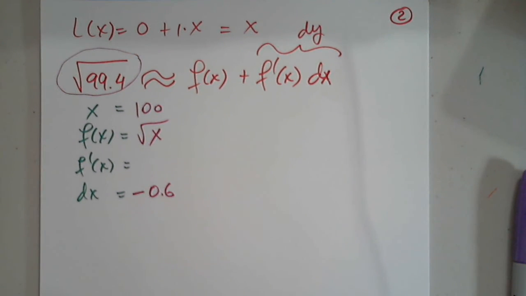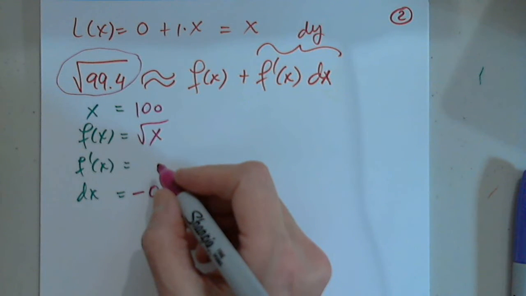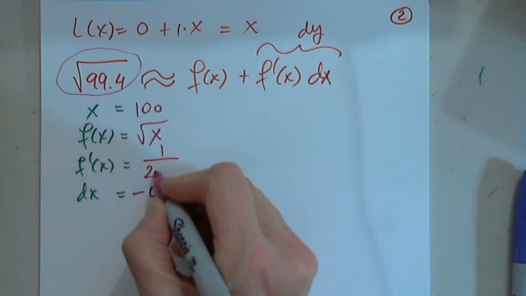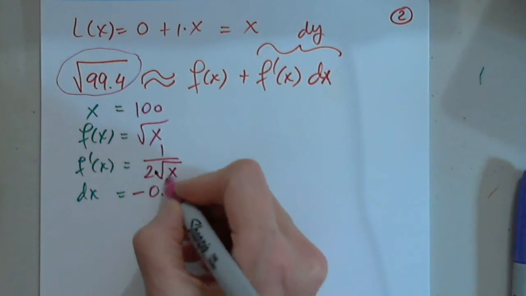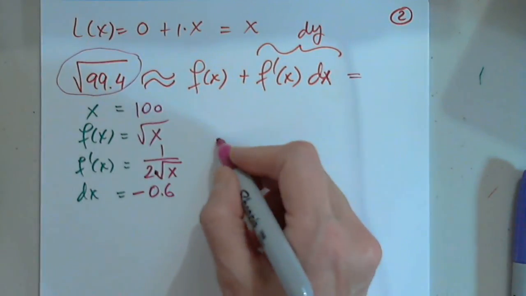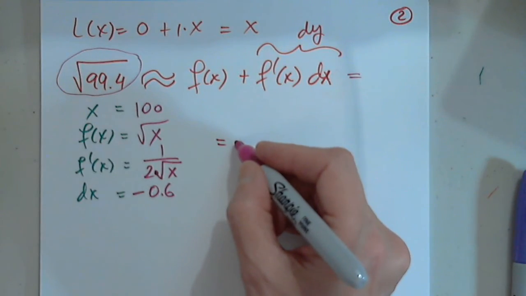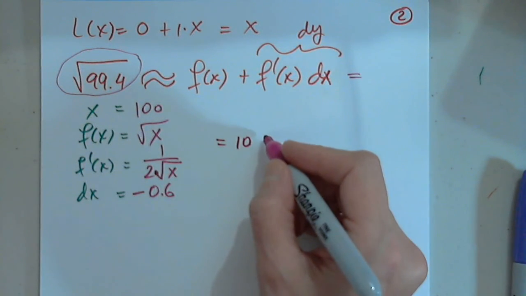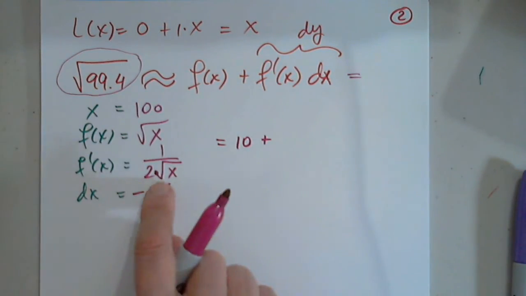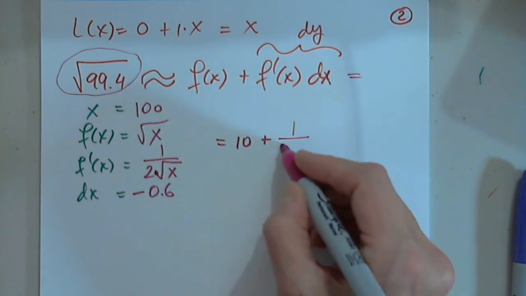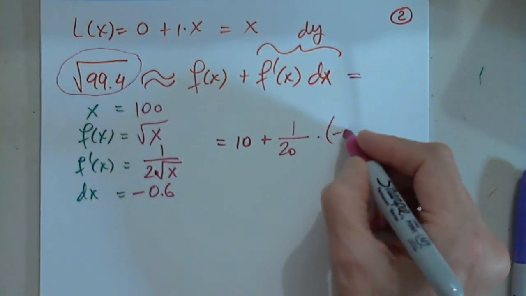And f prime? 1 over 2x. No. 2 times the square root of x? Excellent. Good. So that's all I have to do. Can anyone give us f of x with the x being 100? Good. Plus, can anyone give us f prime of x with x being 100? 1 over 10. Very good. And dx, I can copy it myself.